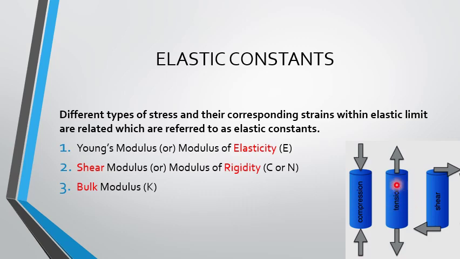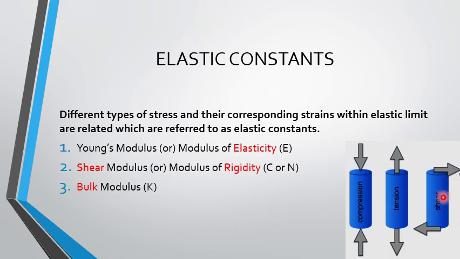So in this object, a tensile force is acting on the object. The stress induced in the object is called tensile stress. Corresponding strain is called tensile strain. So number 1 compressive stress, number 2 tensile stress.